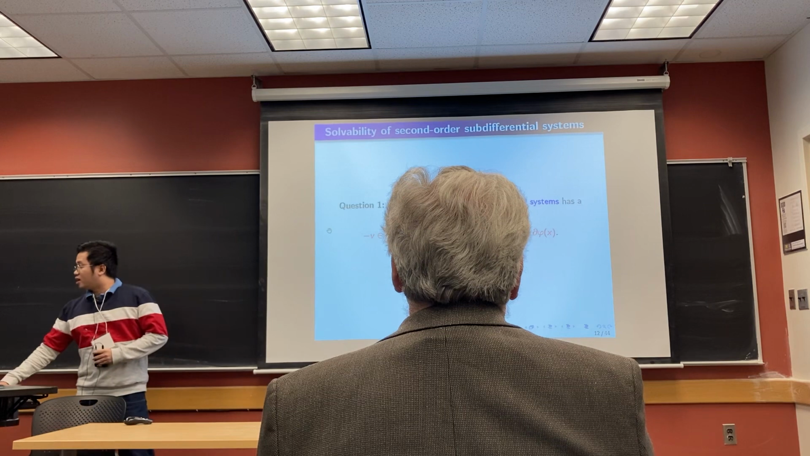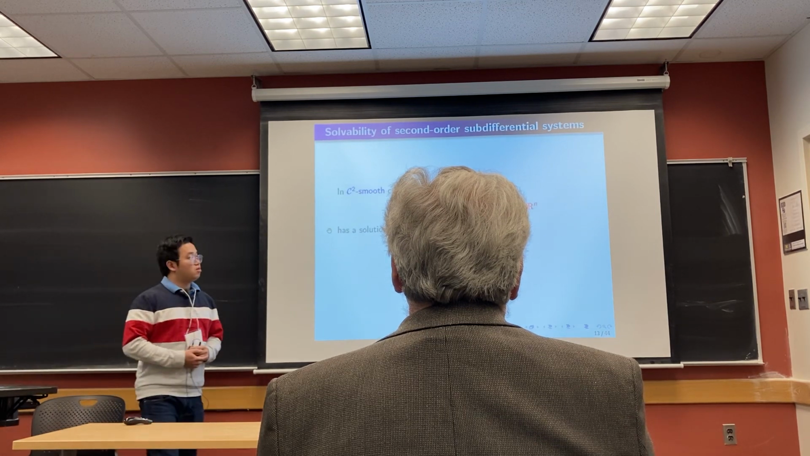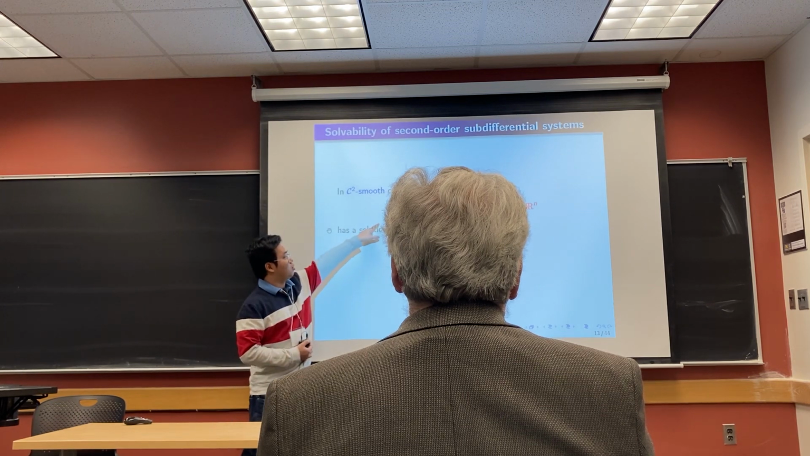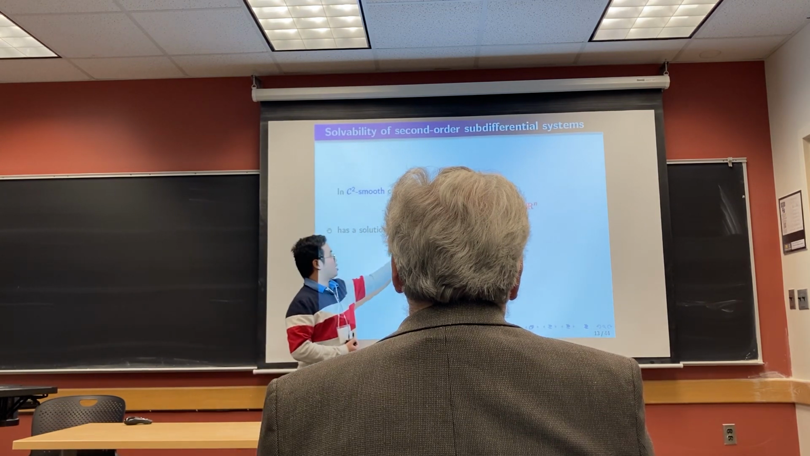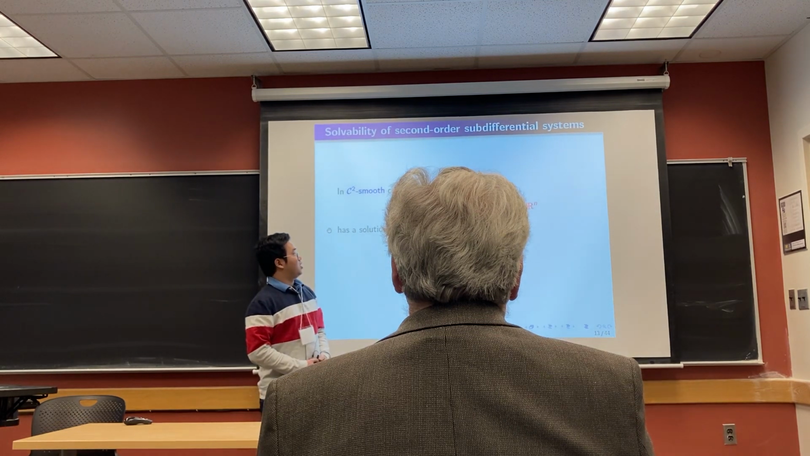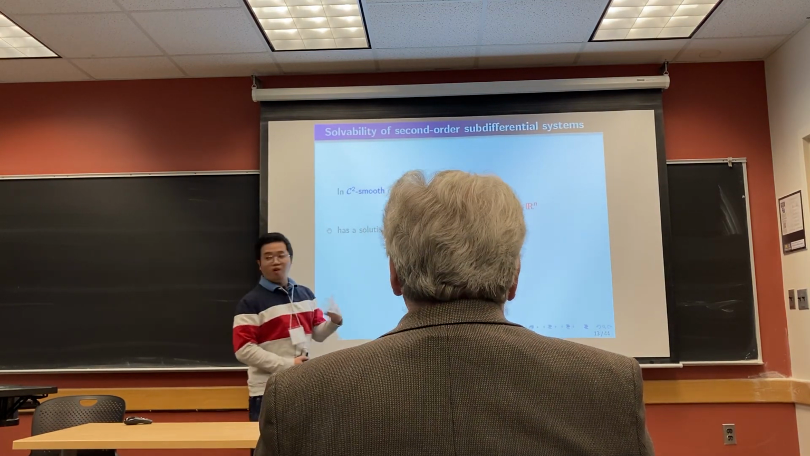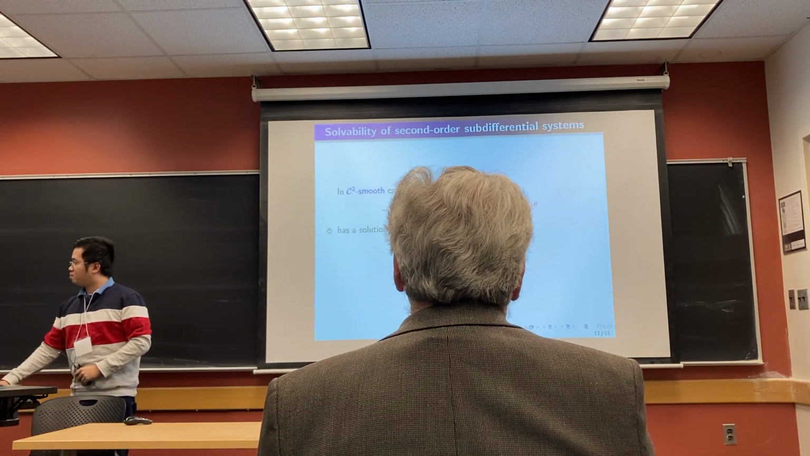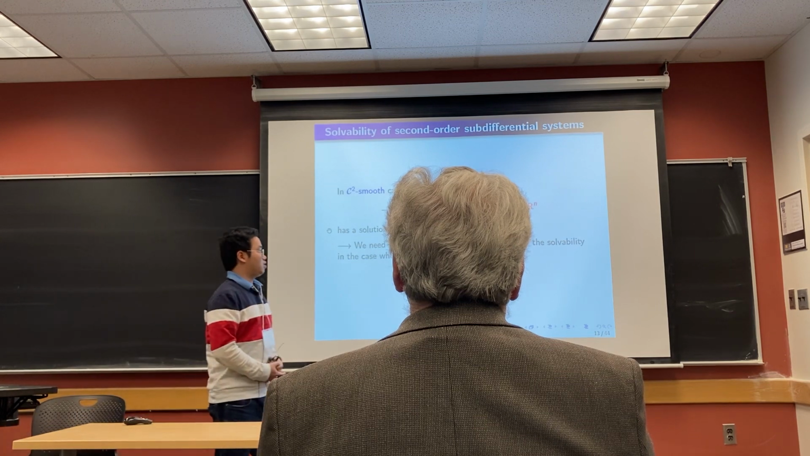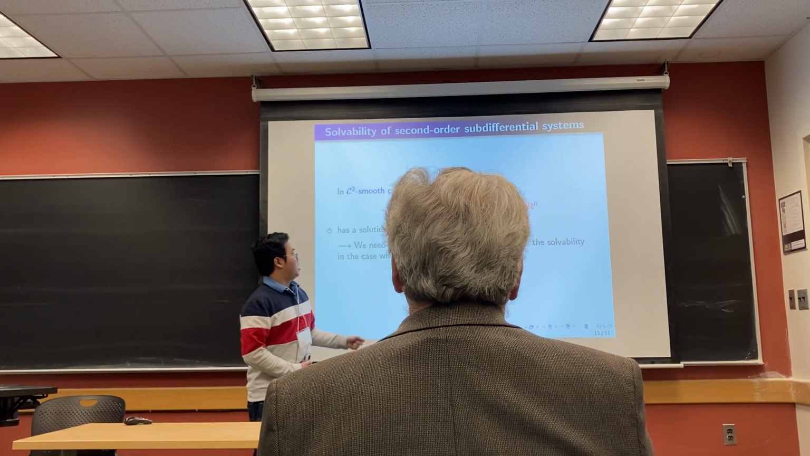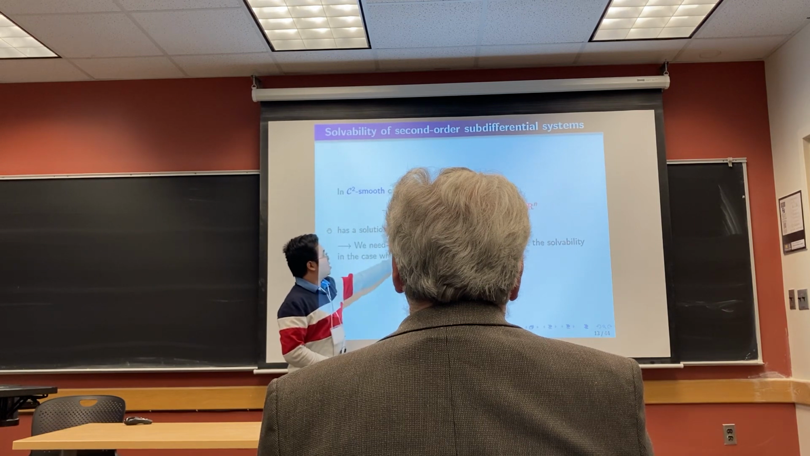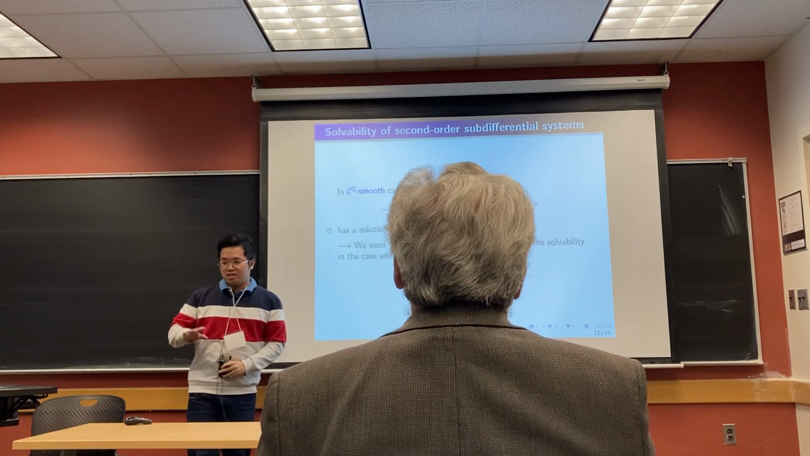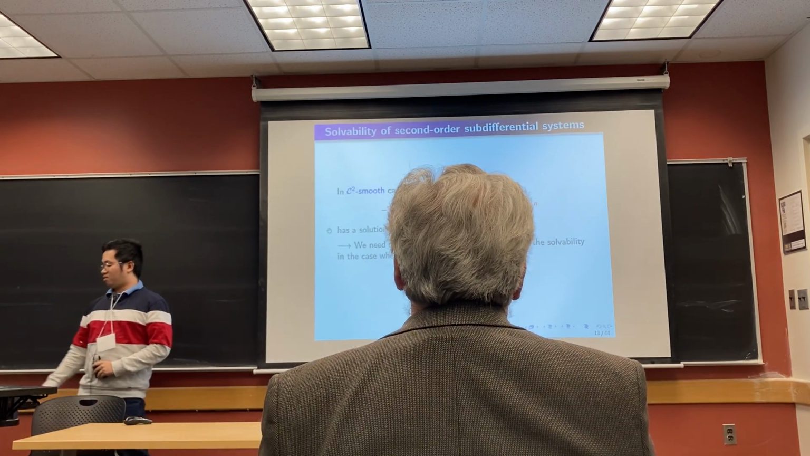Here, we go back to the case when phi is C2. This system has a solution if the Hessian is not singular, right? In this case, we can find d by solving this linear system. But in the case phi is not C2, we need a corresponding property to guarantee the solvability. In the C2 case, we need the non-singularity of the Hessian matrix, but in the non-C2 case, what is the corresponding property?